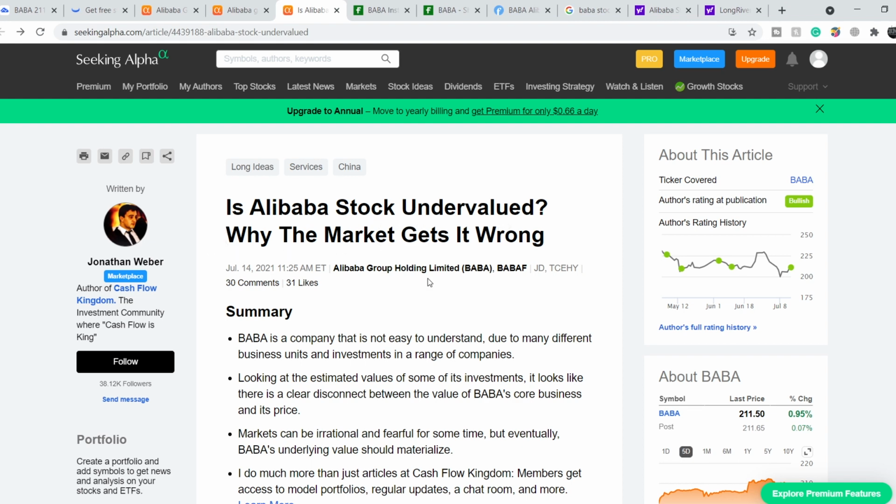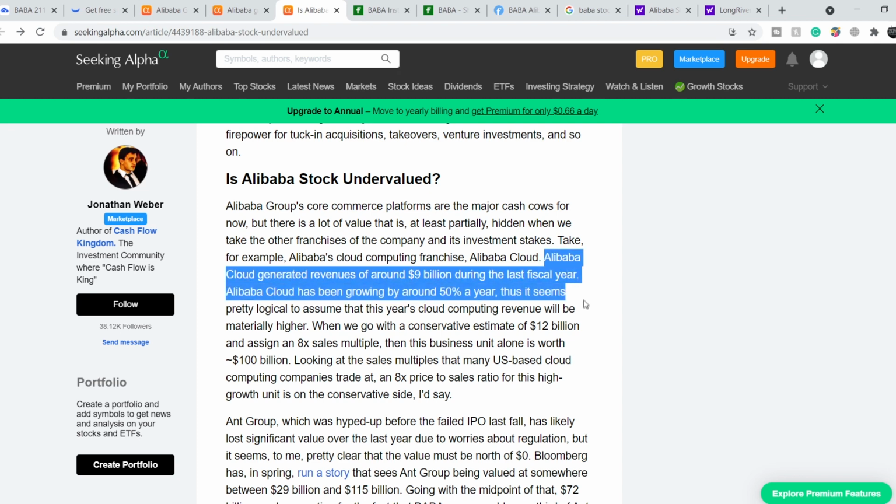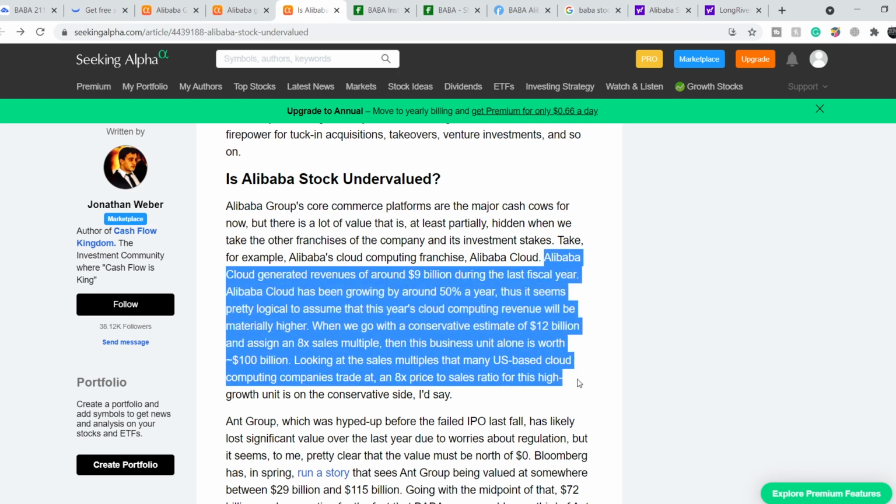Why the market gets it wrong? Let me pay your attention only to their cloud computing franchise. It is Alibaba Cloud, and Alibaba Cloud generated revenues of around $9 billion during the last fiscal year. It has been growing by around 50% a year. Thus it seems pretty logical to assume that this year's cloud computing revenue will be materially higher.